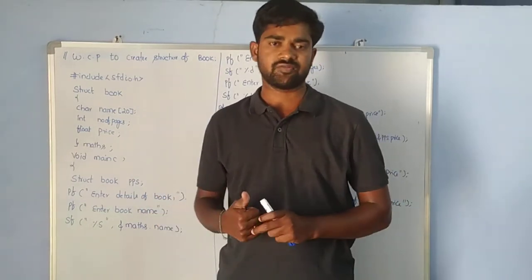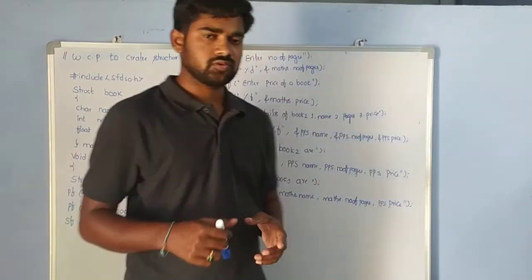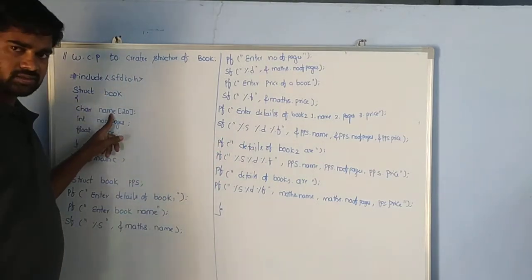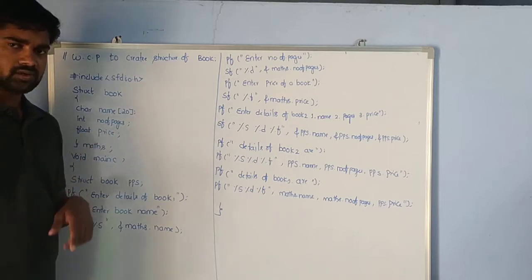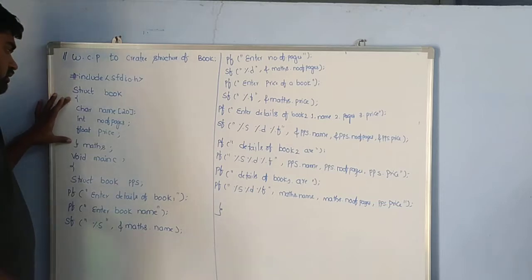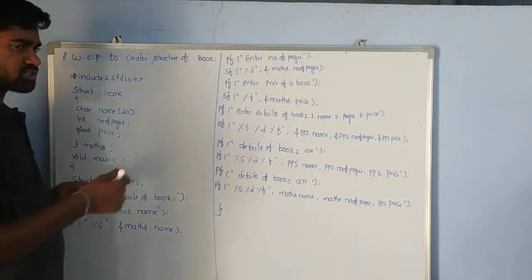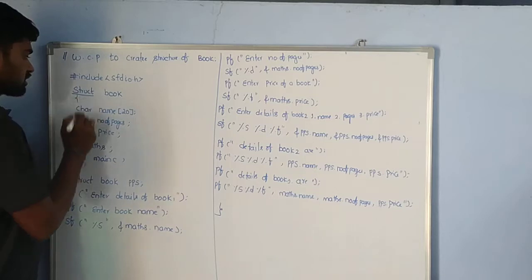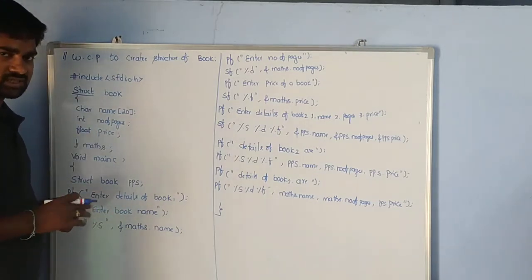So now we are going to perform the structure of a book. What we require here: the structure of a book contains the name of the author, number of pages, and price. So these are the data members of a structure. How is the structure going to be created? By using the keyword struct. By using the keyword struct, we are going to perform the structure concept.